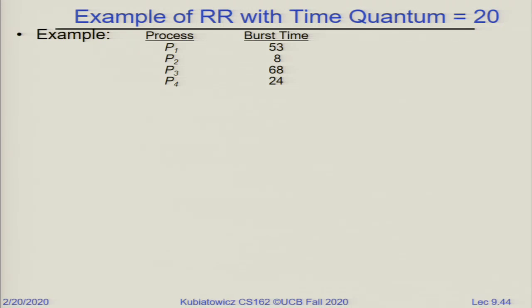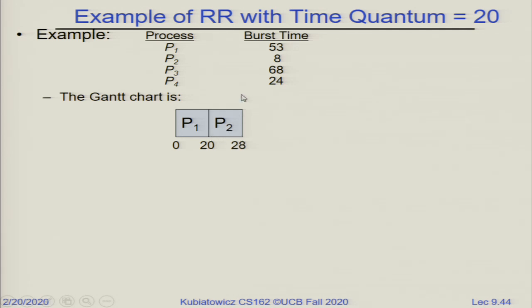So, for instance, here we have another Gantt chart where we've got a bunch of processes with their burst times, P1, P2, P3, P4. And the Gantt chart looks like this. Let's suppose our quantum is 20. So P1 runs for a little bit, 20. Why does it run for 20? Well, because its burst time is 53. So we get to the end of our quanta before we're done. And then P2 gets to run, but it only runs for 8, so it exits early. P3 runs for 20. P4 runs for 20.